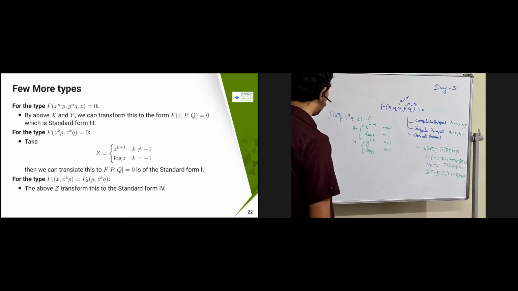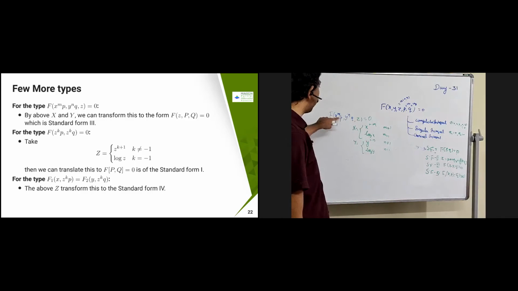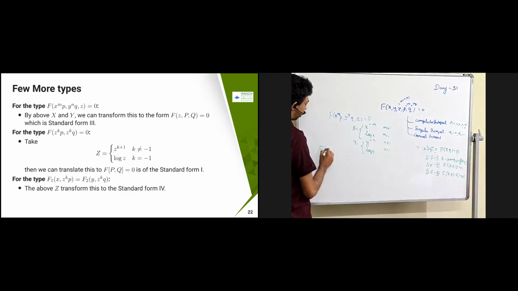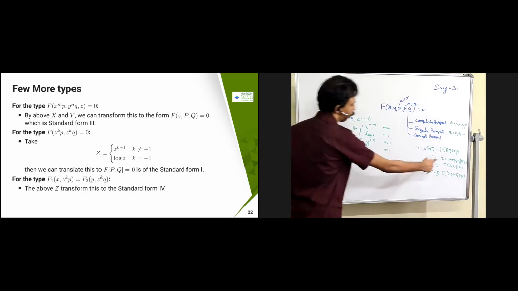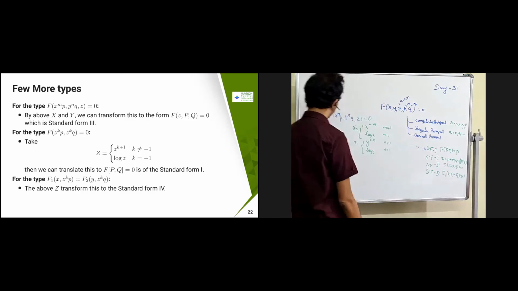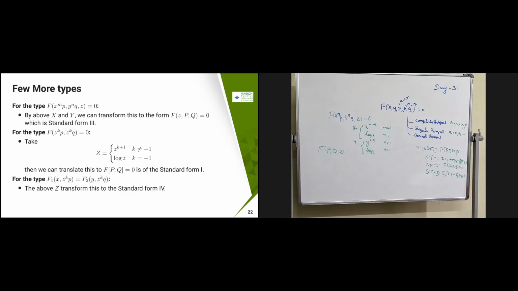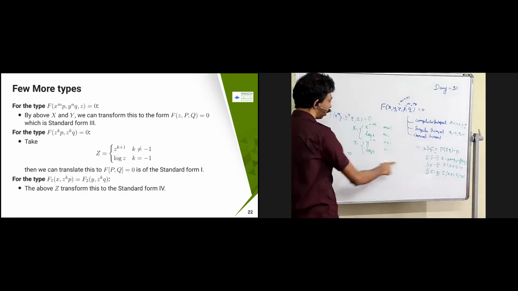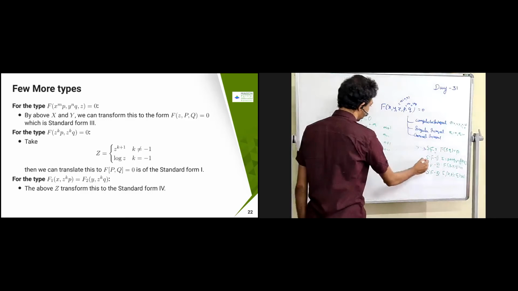If I just use this one, once again these terms will change into f of z comma p comma q format. Okay, f of z comma p comma q equal to 0 is going to come. Then that is going to become once again the standard form. F of p comma q comma z equal to 0, that is the standard form. So this you can solve.